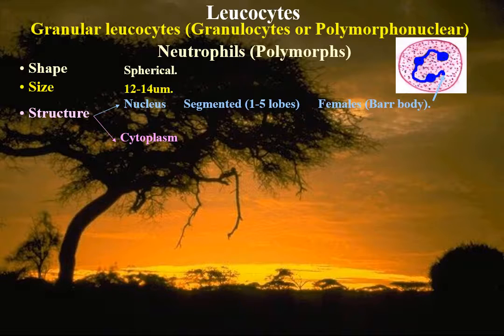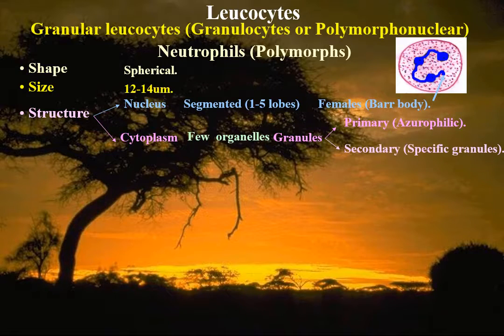Cytoplasm of neutrophils contains few organelles: Golgi apparatus, rough endoplasmic reticulum, mitochondria, ribosomes, and numerous fine neutrophilic granules of two types: primary or azurophilic granules, which appear large, less numerous, and darkly stained. They contain lysosomal enzymes and may be considered as lysosomes. Secondary or specific granules are most numerous, smaller, and lightly stained. They contain alkaline phosphatase and phagocytin, which is a bactericidal enzyme.